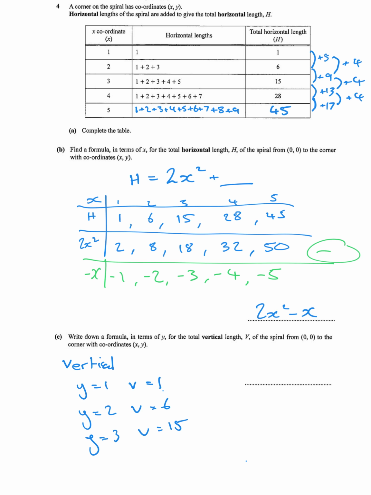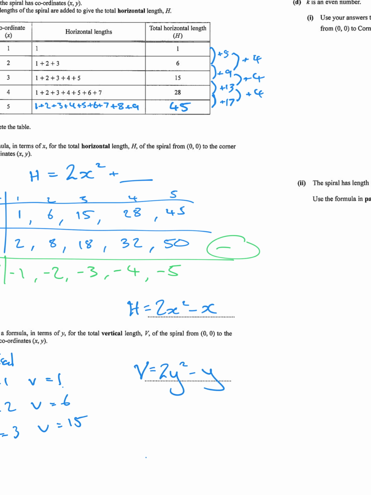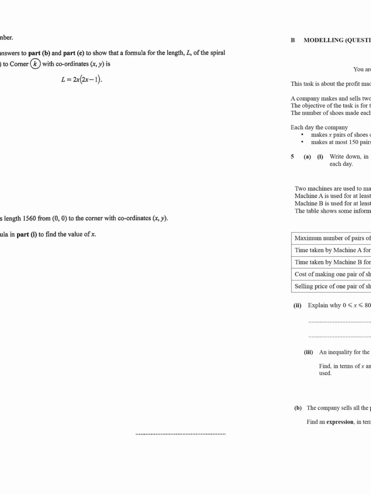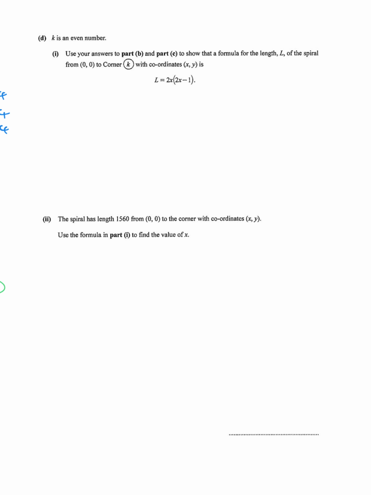So we can say vertical length v, I've just spotted a mistake that I've made. Vertical length v is equal to 2y squared minus y. It's the same thing. The mistake I spotted was I forgot to write this h equals, and that does matter. So h equals 2x squared minus x, v equals 2y squared minus y. Feels like we're getting close to the end now. Marvellous, we are. A couple more questions.